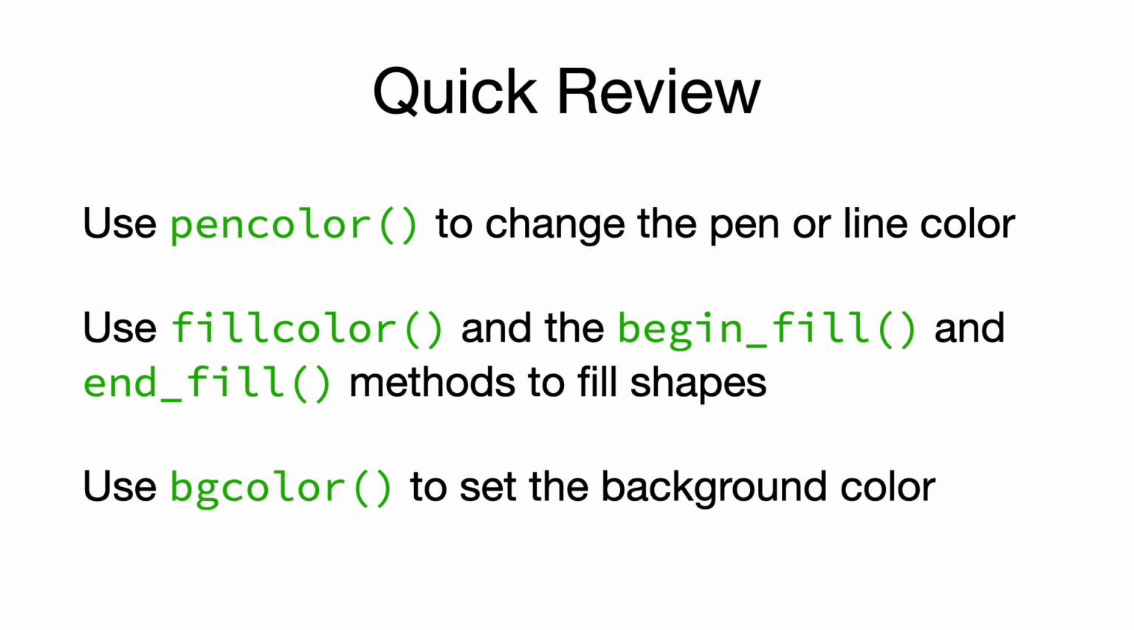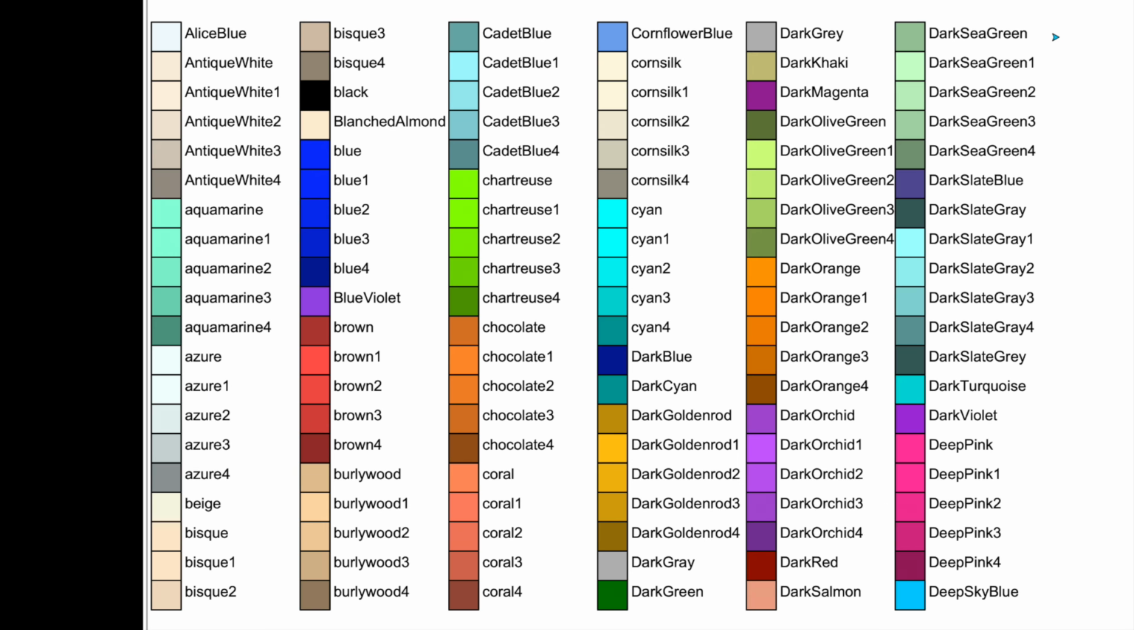Quick review. Use pen color to change the pen or line color, use fill color and the begin fill and end fill methods to fill shapes. Use bgcolor to set the background color. You can try different colors like red, green, pink, orange, or even use RGB values.